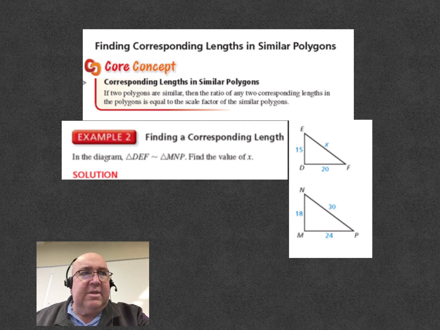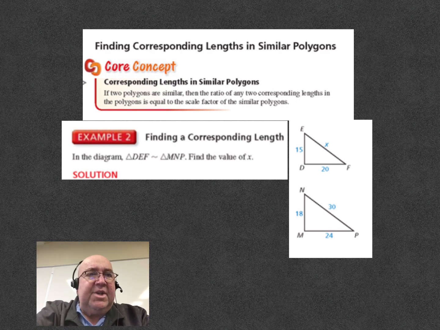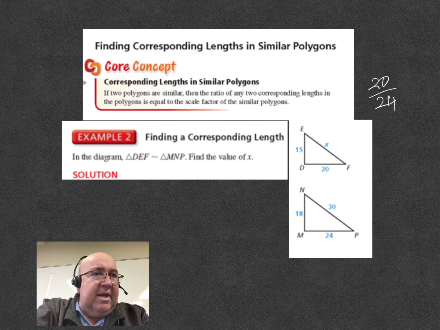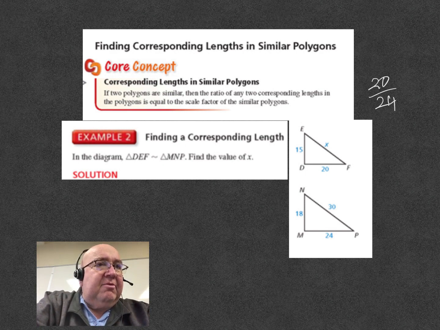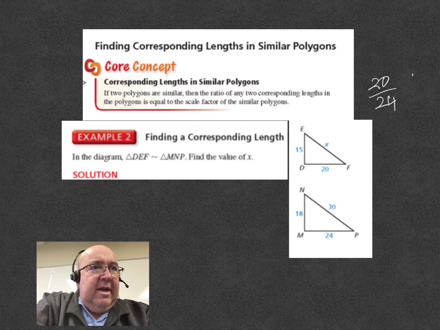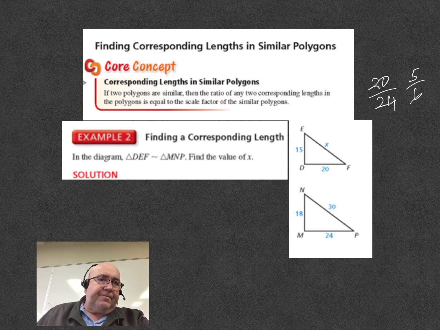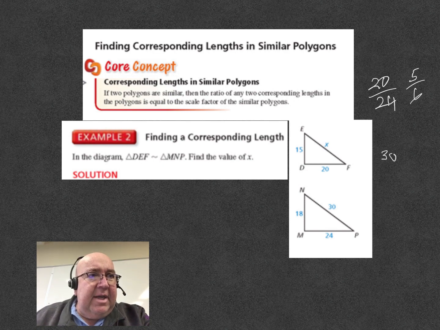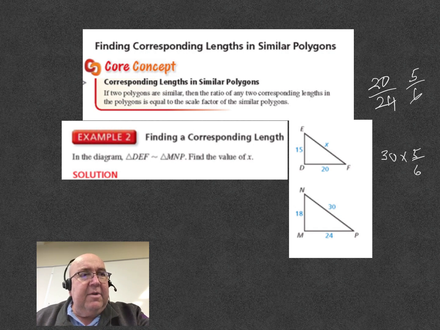Alright, so all we're going to do here is find a ratio and then find the value of x that makes that ratio true. So we're going to look at 20 over 24, which is DF over MP. I can divide those both by 4, and I get 5 over 6. So we're going to multiply 30 times 5 over 6, and we're going to get 25. X equals 25.